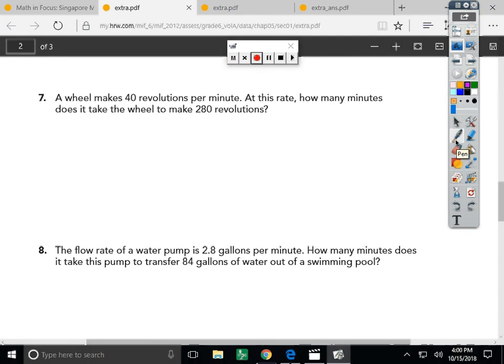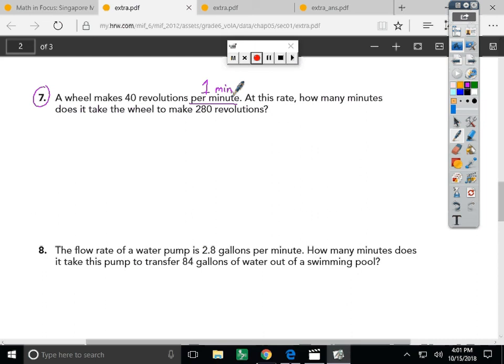I do want to caution you. And when my students keep asking, how come the bar models, how come the bar models, number 7 is a real reason for a bar model. Okay, so kind of tuning in here. A wheel makes 40 revolutions per minute. Something's different here. This just said per minute. What that means is in 1 minute. At this rate, how many minutes does it take for the wheel to make 280 revolutions?